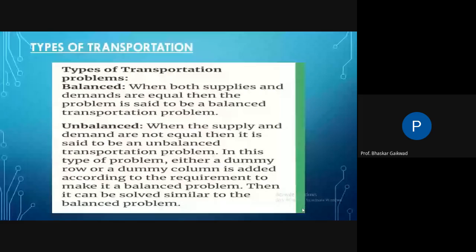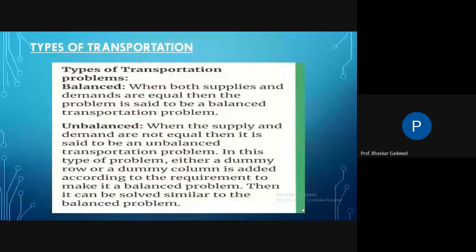Now next are the types of transportation problems. In this chapter, two types of transportation problems are there: balanced and unbalanced. In a balanced problem, when supply and demand are equal, the problem is said to be balanced. Suppose demand is 200 and supply is 200, then that type of problem is called balanced. If demand and supply are unequal, then we call it an unbalanced problem.